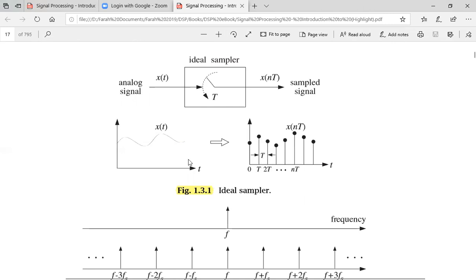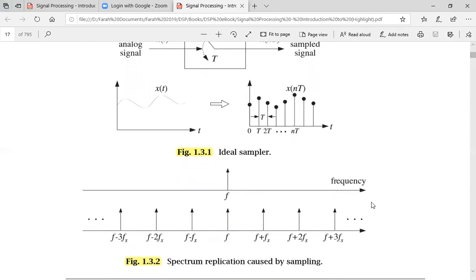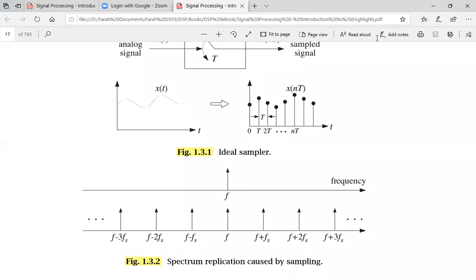The job of the ideal sampler is to convert the continuous time signal into a discrete time signal, and this also has an effect on its spectrum. Here what you observe is that if you have a single frequency sine wave, its spectrum would just be a line spectrum at f. This single line spectrum appearing at f, once the signal has been sampled, means there would be a spectrum replication as shown below.